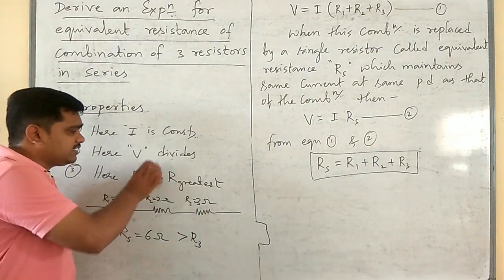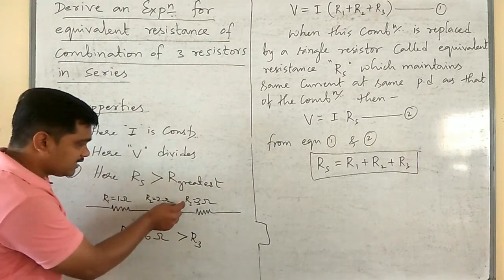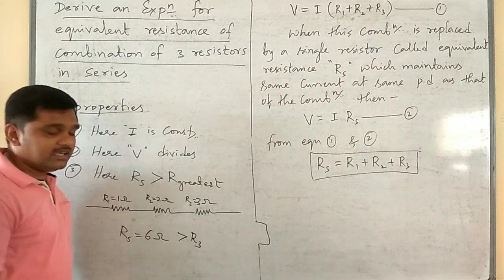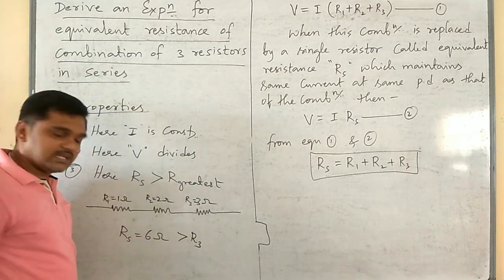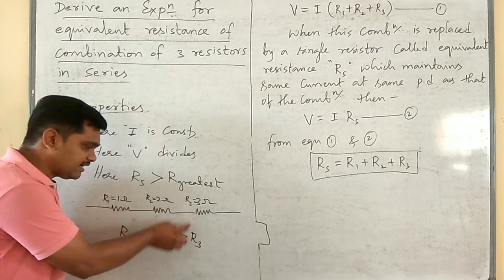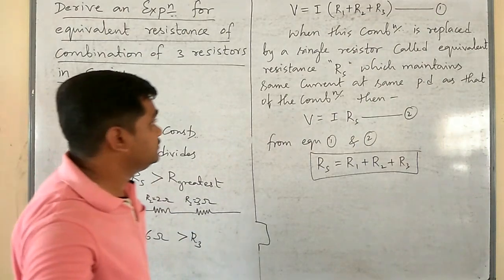Okay. Rs is greater than the greatest value of R in the combination. Here the greatest value is 3. Hence Rs value is 6. Therefore 6 is greater than 3. Hence Rs is greater than the greatest value R3. Okay. Next.